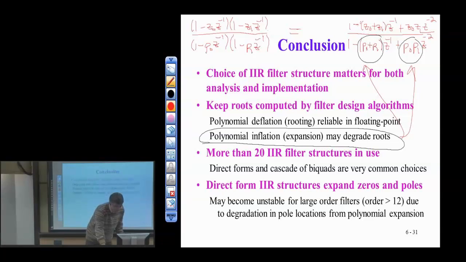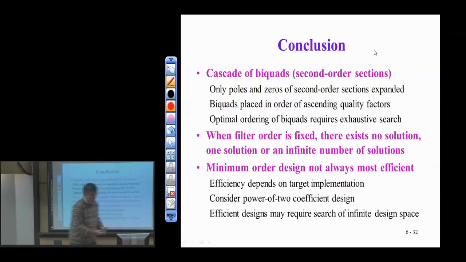Now, let me finish up the last slide on this. So cascaded biquads is the safest way to go versus direct form. And it's a matter of getting the right order of biquads, and if you have an odd order filter, then there's a real valued first order section to include in the mix.